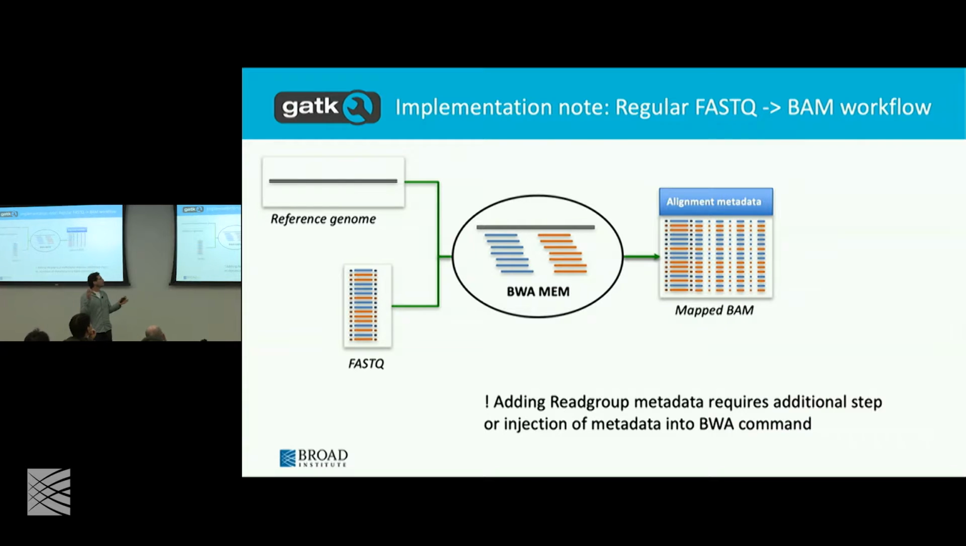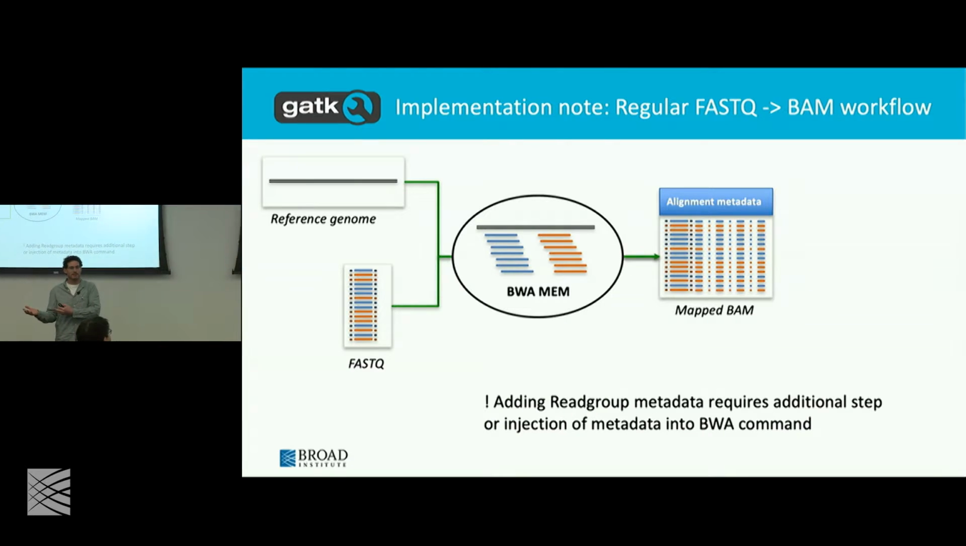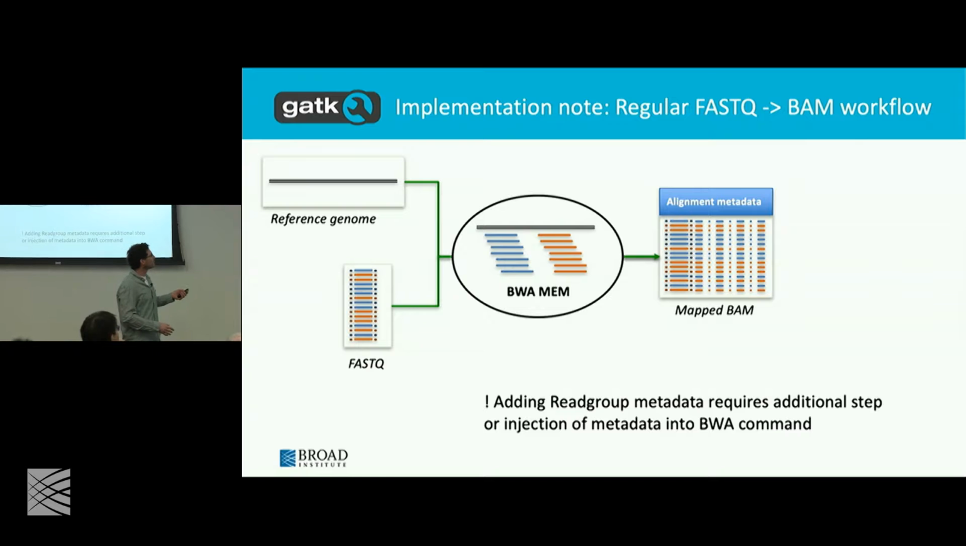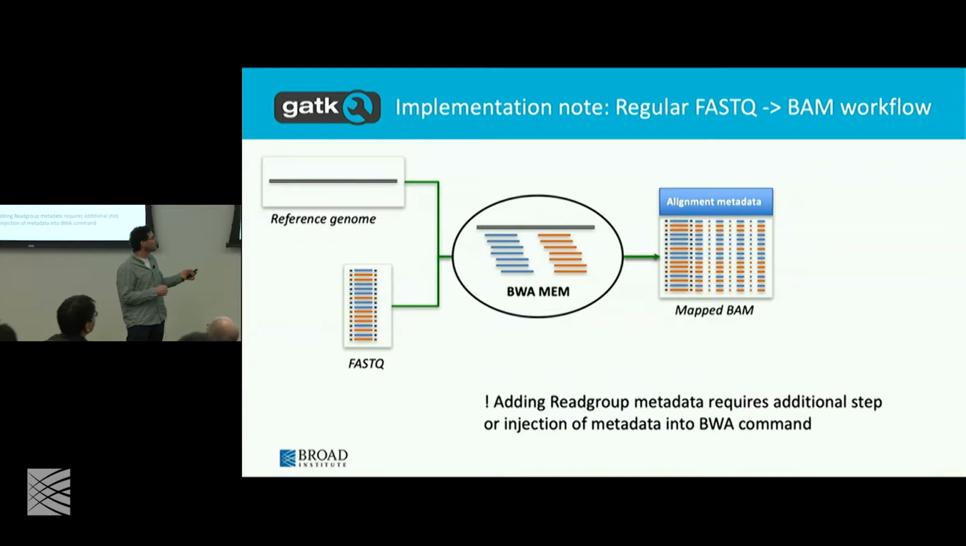So there are 2 standard ways of turning unmapped reads into mapped or aligned BAMs. The one that most people are familiar with is using FASTQ. You have a reference genome, you have a FASTQ file, you pass it to BWA, and you get your alignment information. The twist here is that if you want read group information, that usually requires extra manual intervention. Make sure you give BWA mem all the information about the read group and the sample, et cetera, so that it puts it in the header for you.